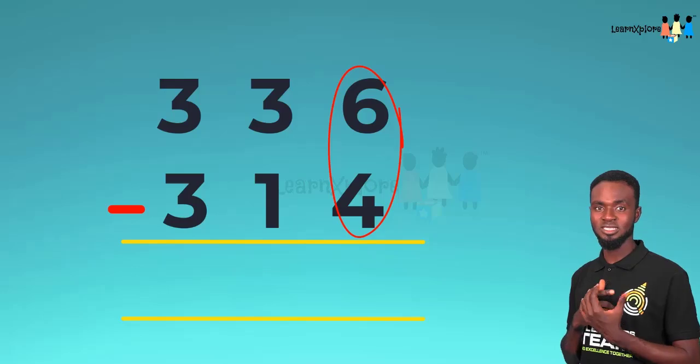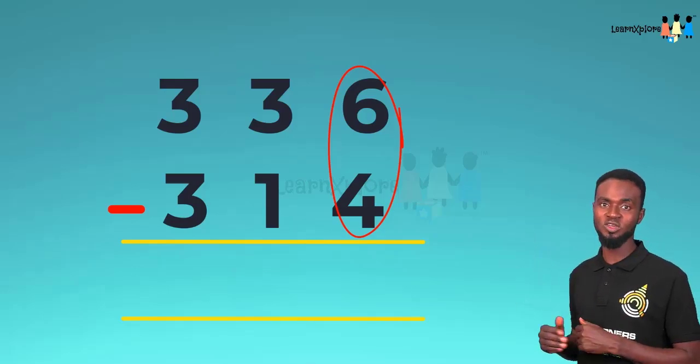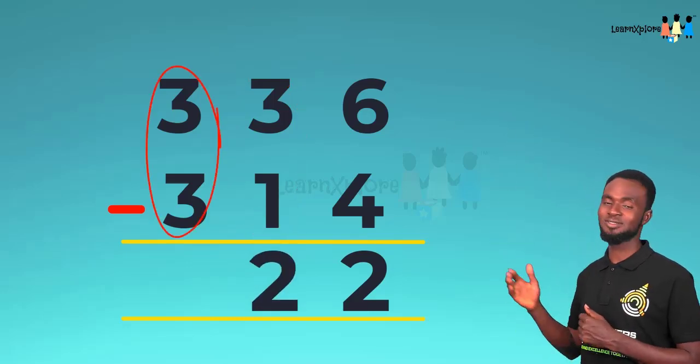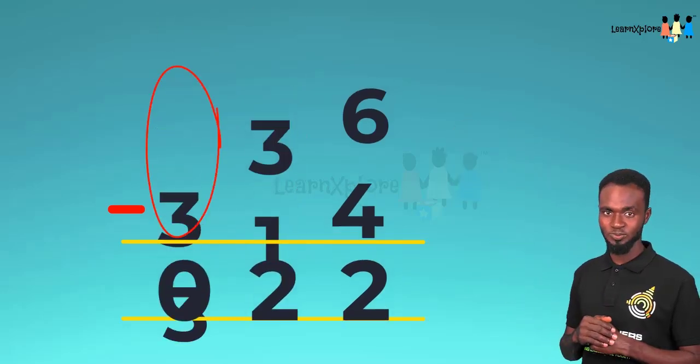Finally, we have 336 minus 314. Now we start from the numbers in the ones place. So we have 6 minus 4 will give us 2. 3 minus 1 will give us 2. But 3 minus 3 is 0. So the answer is 22.